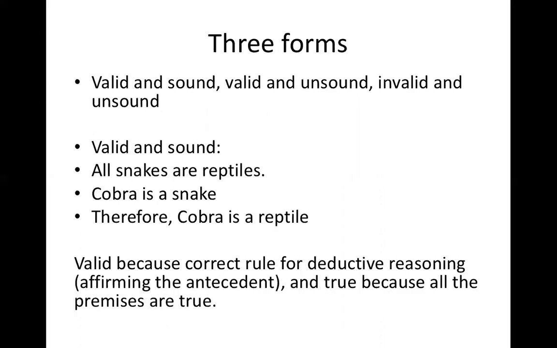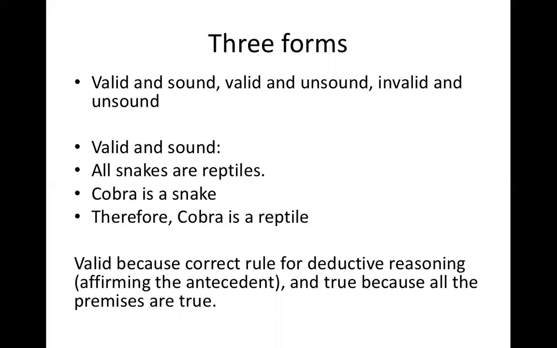So we can have three forms. We can have valid and sound. We can have valid and unsound. We can have invalid and unsound. Valid and sound. All snakes are reptiles. That is true. Cobra is a snake. That is true. Therefore, cobra is a reptile.